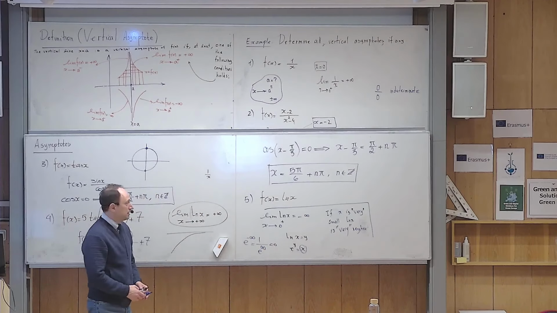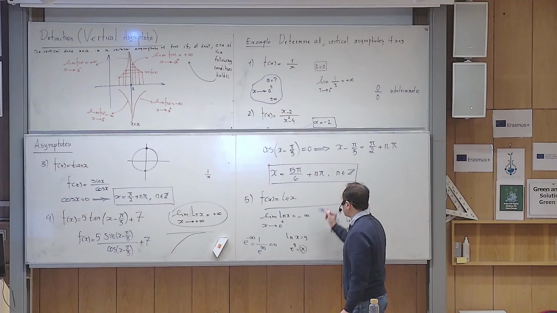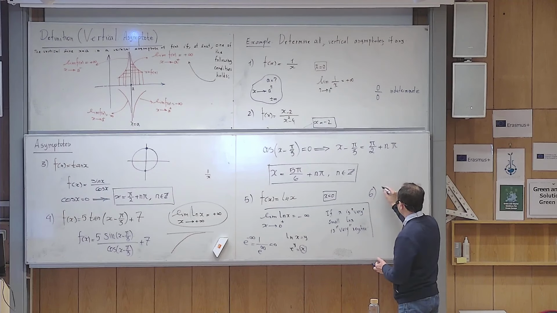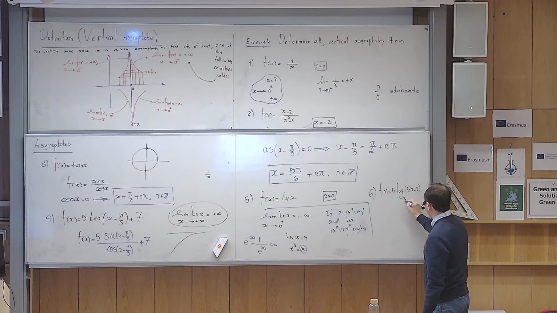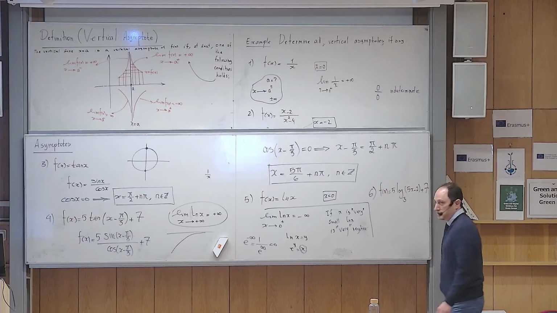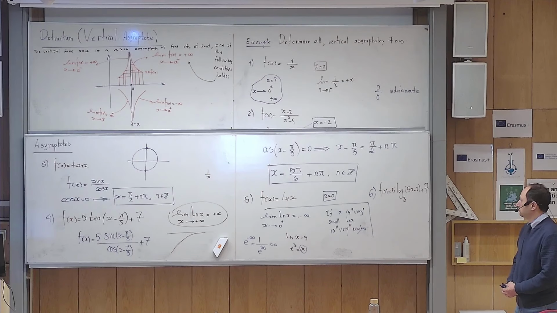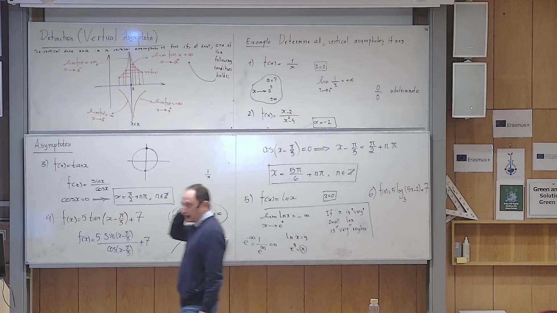So remember, this function has one vertical asymptote, and that is x equals 0. One question, then we go to the next topic. If I give you this function, 5 times the logarithm of 5x minus 2 to the base 3, plus 7, is there a vertical asymptote for this function? What do you think? Is there any vertical asymptote for that function?